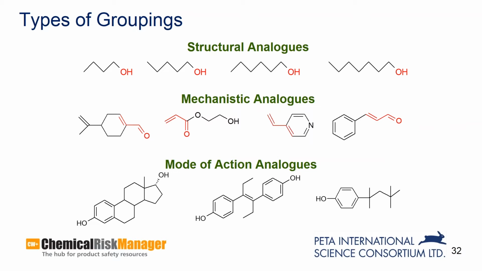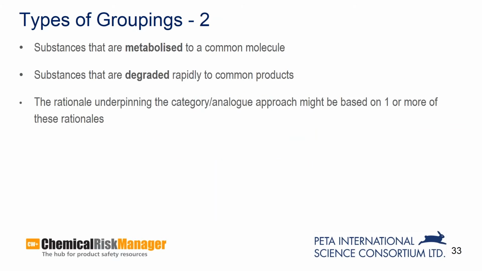On the next slide are further potential groupings that are in some way related. Substances that may be metabolized to a common molecule may be grouped together. And indeed, there are some good examples here of where the read across has been performed on that common molecule, on the common metabolite itself. And again, justification may be required for that. And in a similar way, if compounds are degraded abiotically to a common product, then that may be a means of grouping, and that has also been done.